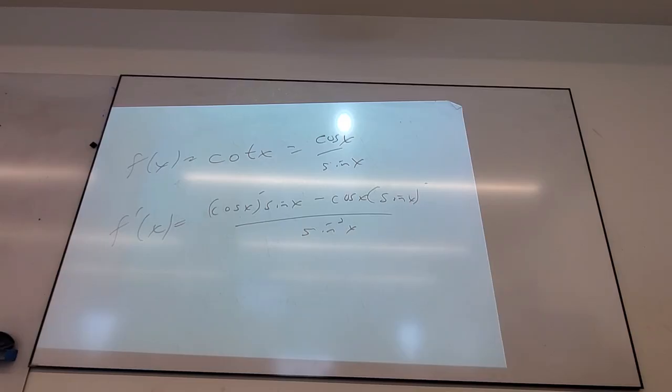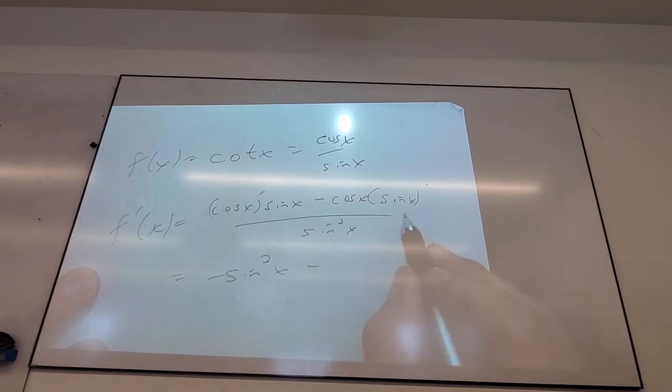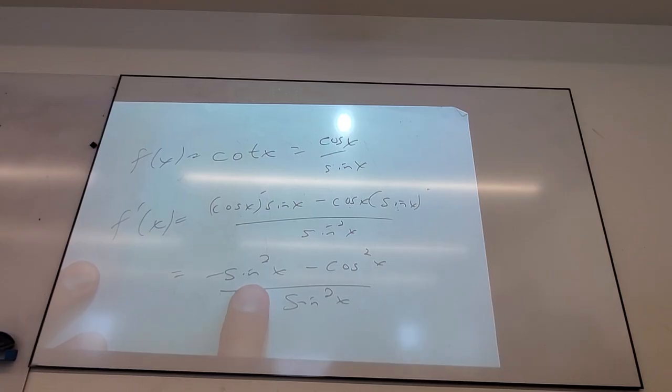So if I do that for myself, I'm reinforcing the rule in my head, and I'm allowing myself now to just focus on derivatives. That's the only thing I have to worry about now. Derivative of cosine is negative sine. Negative sine times sine is negative sine squared. Derivative of sine is cosine. Cosine times cosine is cosine squared. What's negative sine squared minus cosine squared?